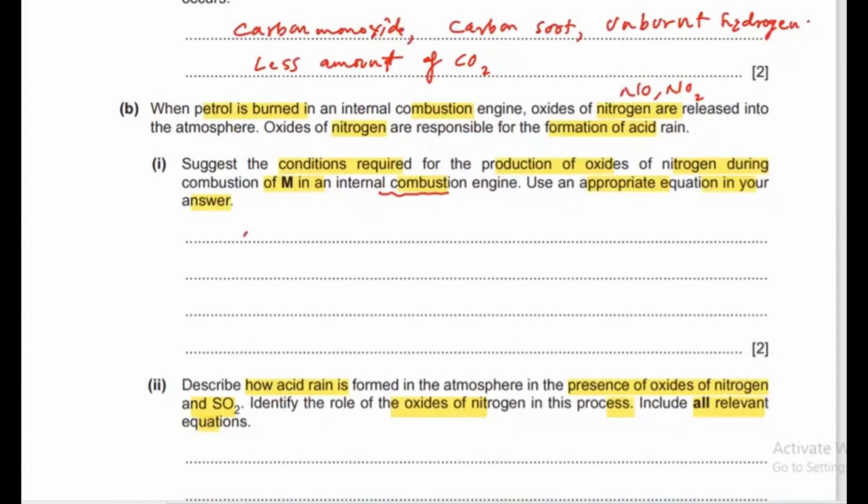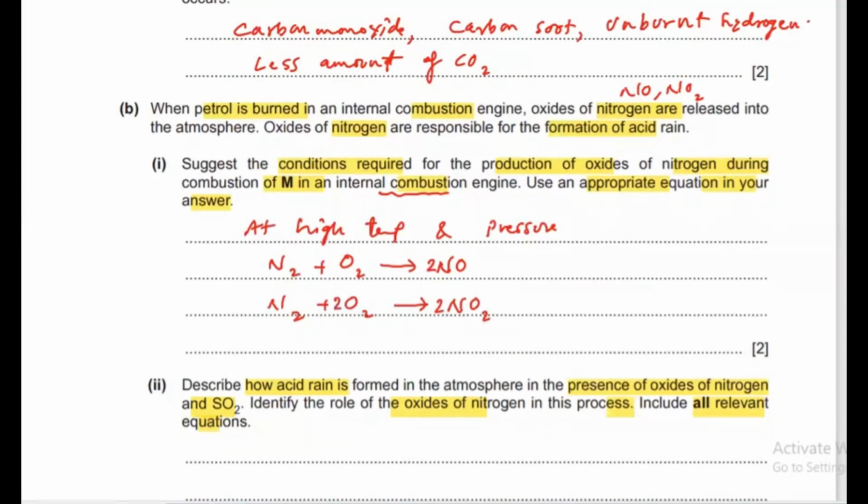So actually, at high temperature, and you can say at high temperature and pressure, nitrogen reacts with oxygen to form nitrogen monoxide. So you can balance this equation like this. Or you can also say that nitrogen can combine with oxygen to make nitrogen dioxide. So you can balance accordingly. So these are the two oxides which you may get when nitrogen reacts with oxygen at high temperature and pressure in the internal combustion engine.